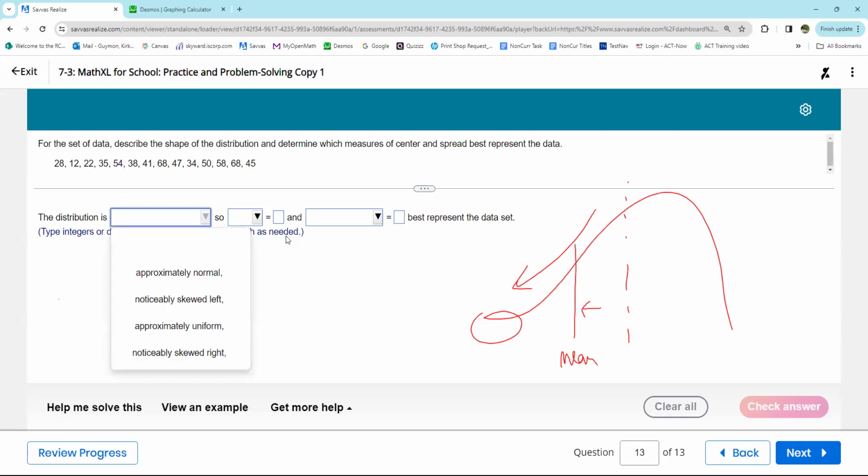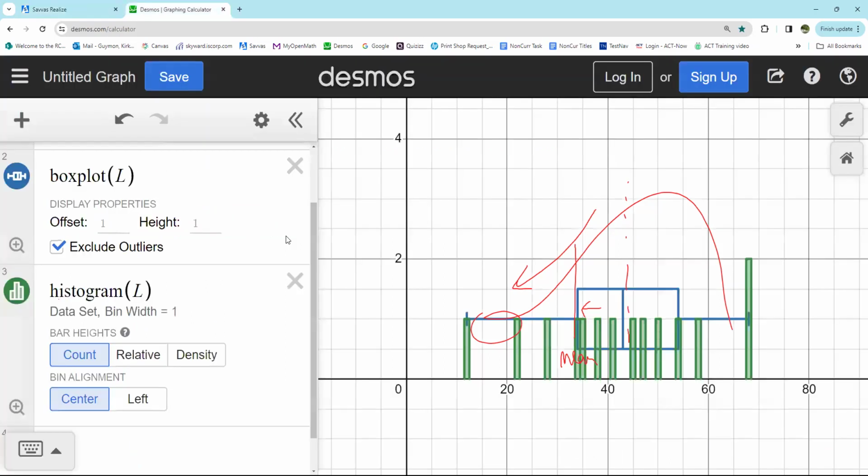I'll show you that. And our choices are, is it approximately normal, noticeably skewed left, approximately uniform, that's like even all across the board, or skewed right. And so noticeably being a kind of key word here. So I came over here, let me take those drawings off. I came over here, let me double check that you're seeing what I'm seeing.